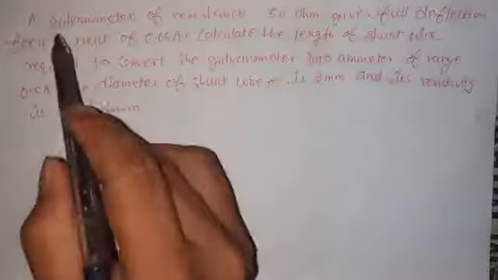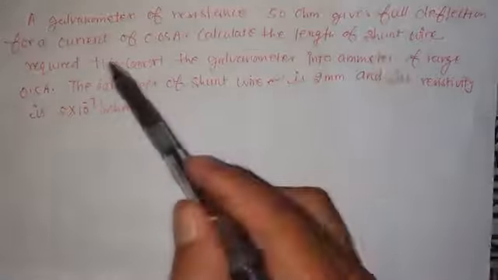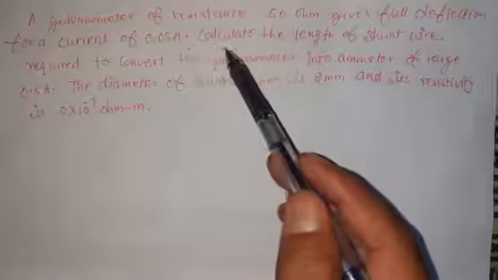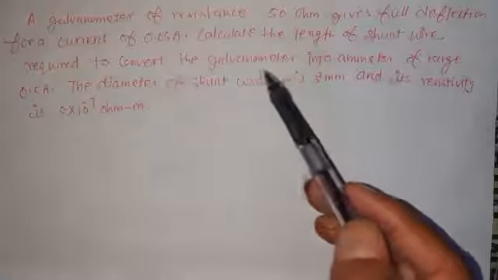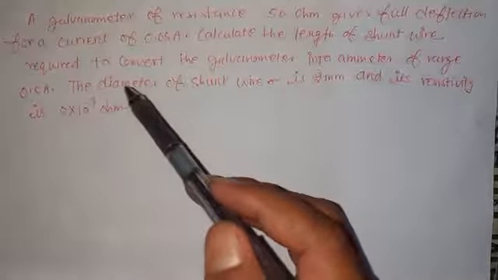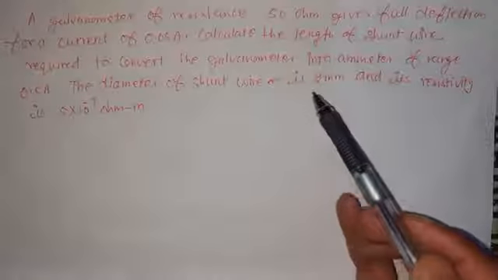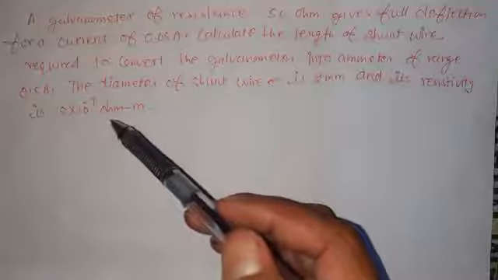Here is question number 3. A galvanometer of resistance 50 ohm gives full deflection for a current of 0.05 ampere. Calculate the length of shunt wire required to convert the galvanometer into an ammeter of range 0.5 ampere. The diameter of the shunt wire is 2 mm and its resistivity is 5 into 10 power minus 7 ohm meter.